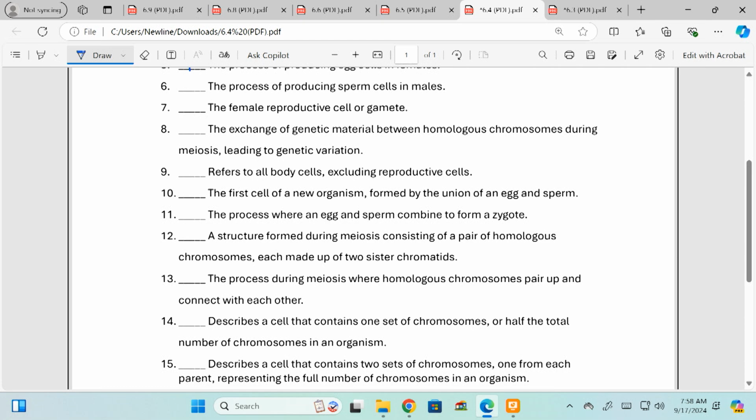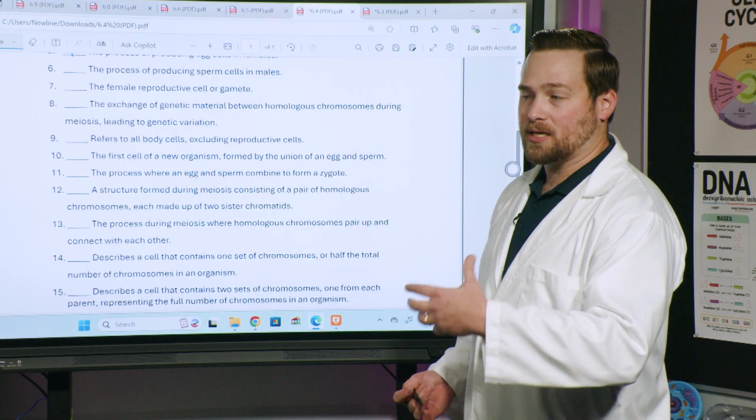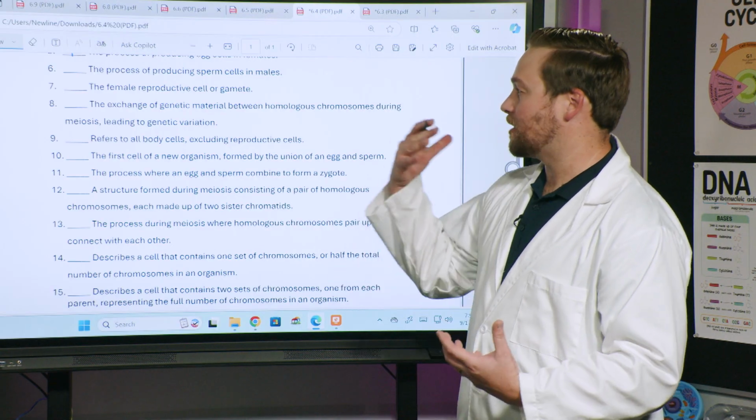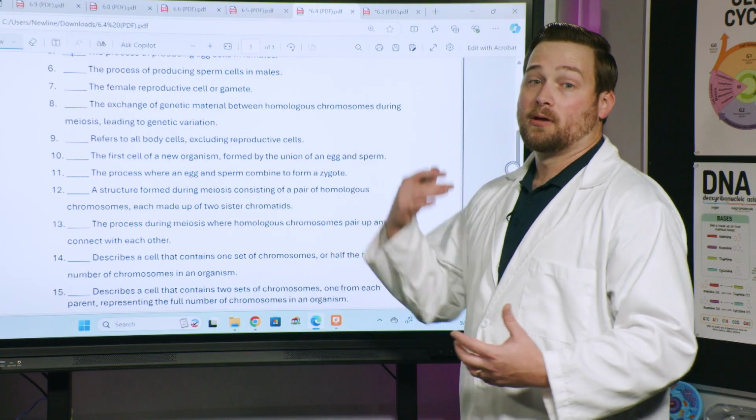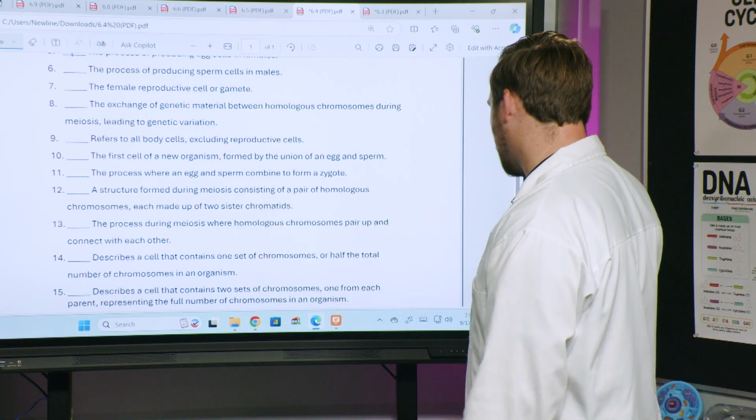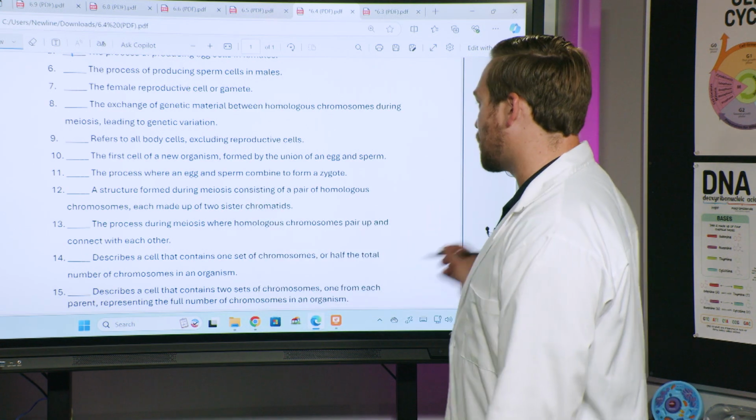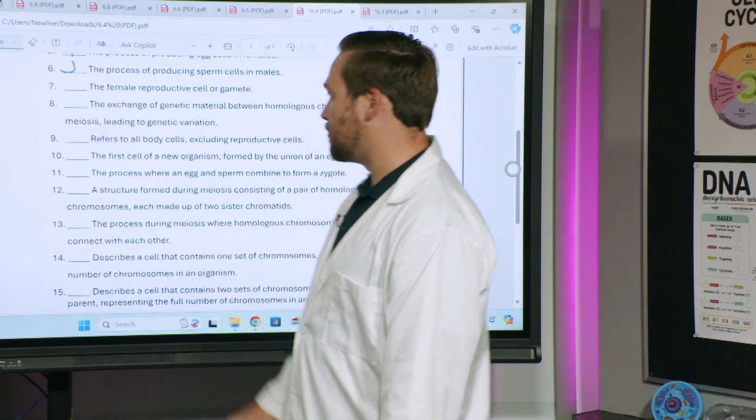Okay, so 6 says the process of producing sperm cells in men. So just like oogenesis is making egg cells, what is it called when we make sperm cells? That's called spermatogenesis. Okay, spermatogenesis for this one. So let's go with letter J is spermatogenesis.